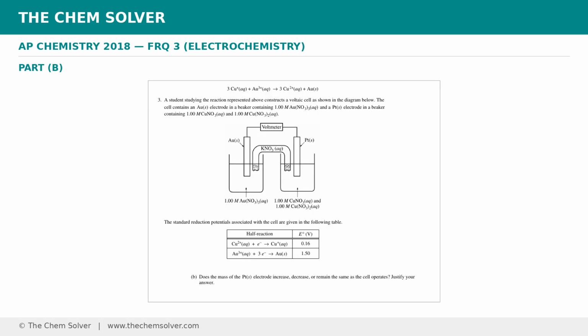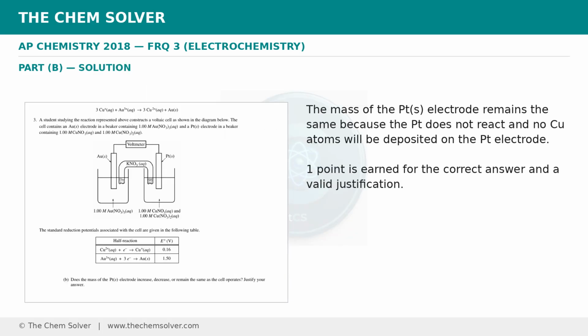Does the mass of the Pt electrode increase, decrease, or remain the same as the cell operates? Justify your answer. The mass of the Pt electrode remains the same because the Pt does not react and no Cu atoms will be deposited on the Pt electrode. 1 point is earned for the correct answer and a valid justification.